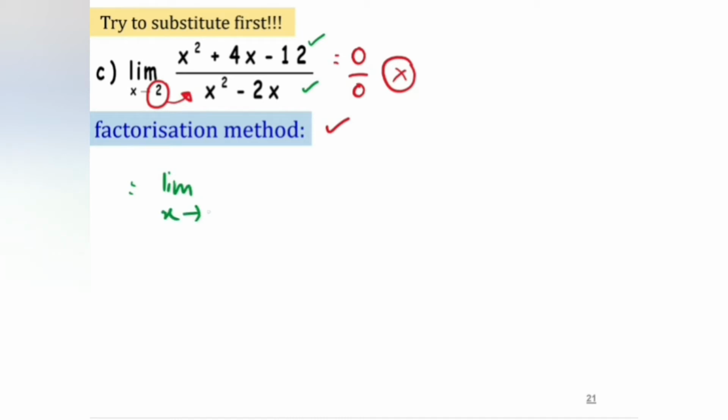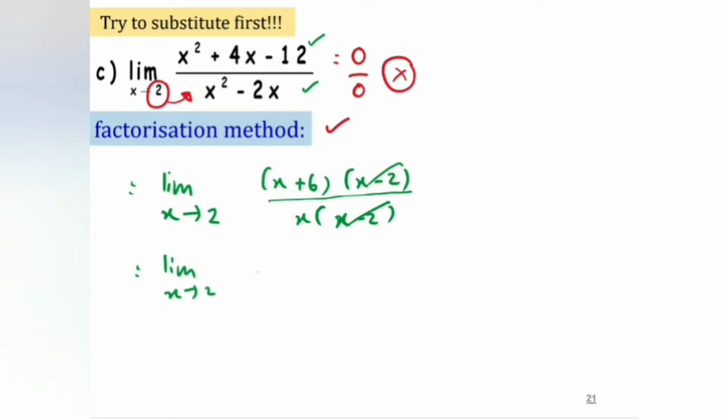For this question, we can factorize the numerator and denominator. So limit as x approaches 2. For the numerator, it will be x plus 6 times x minus 2. For the denominator, it will be x times x minus 2. Simplify the function. You will get limit of x approaches 2, x plus 6 over x, and then just substitute the value of x into the function. You will get 2 plus 6 over 2, which is 4.